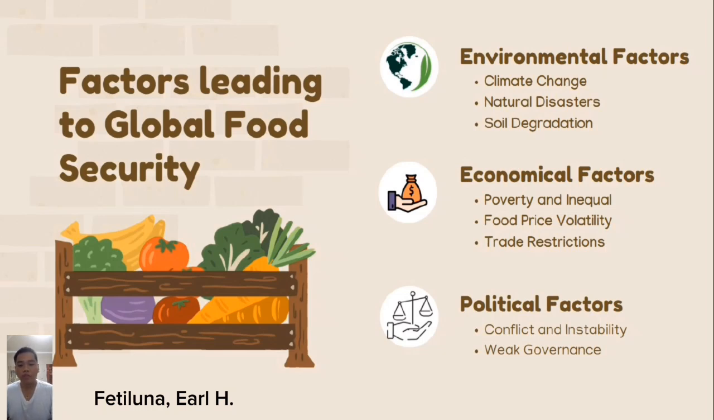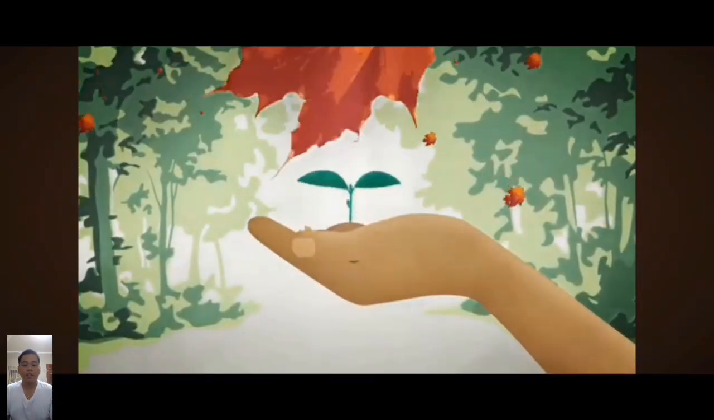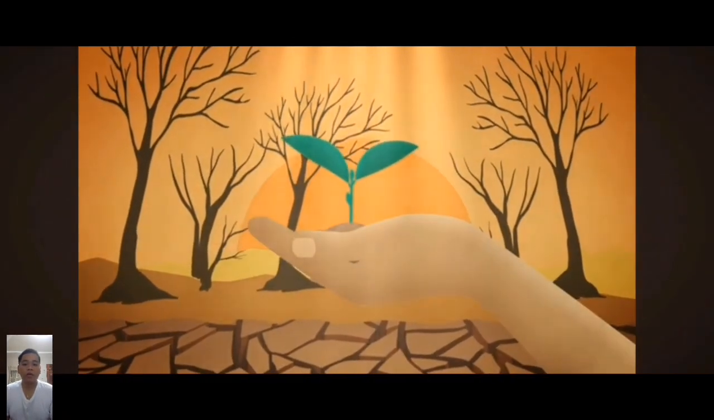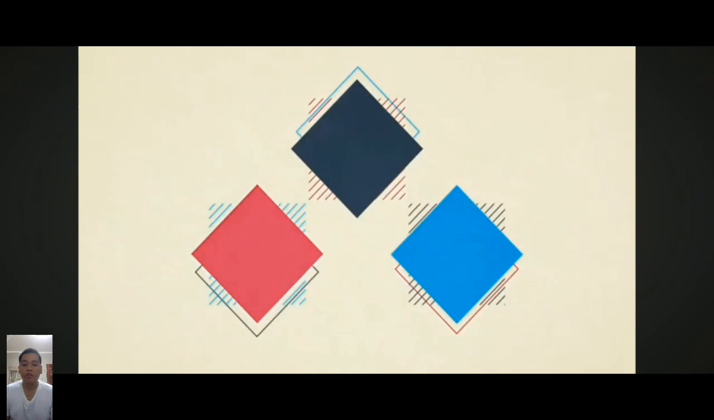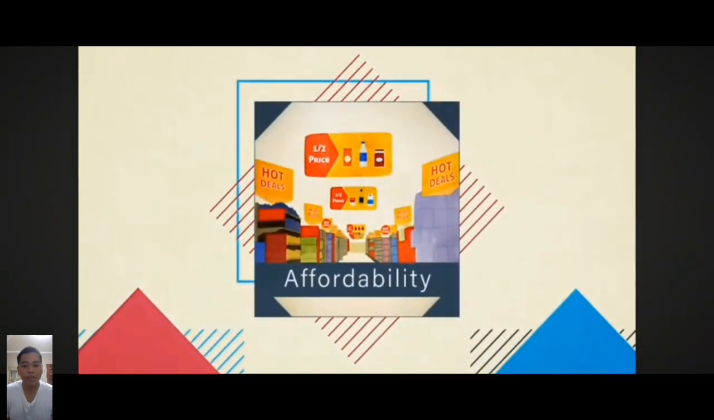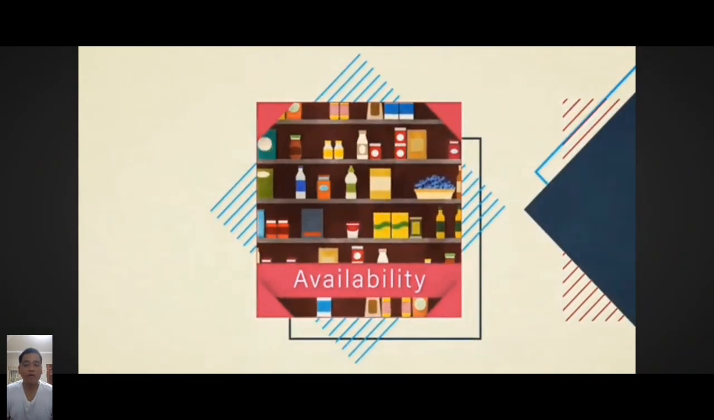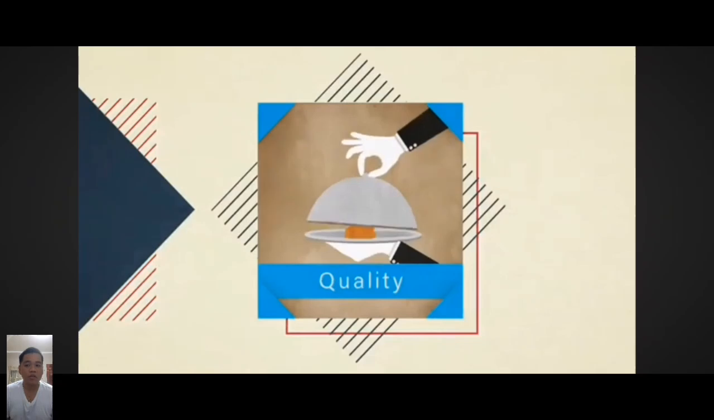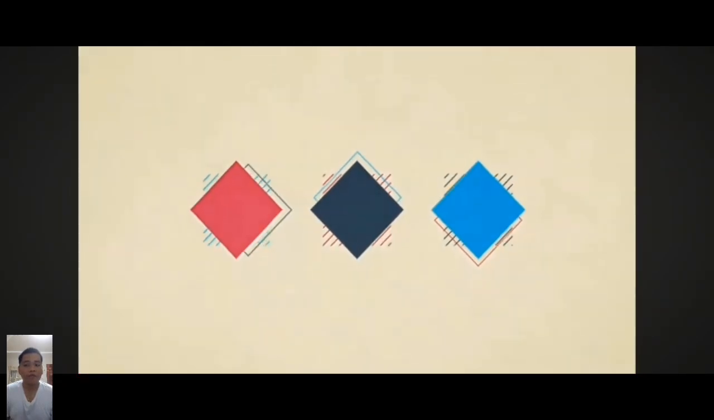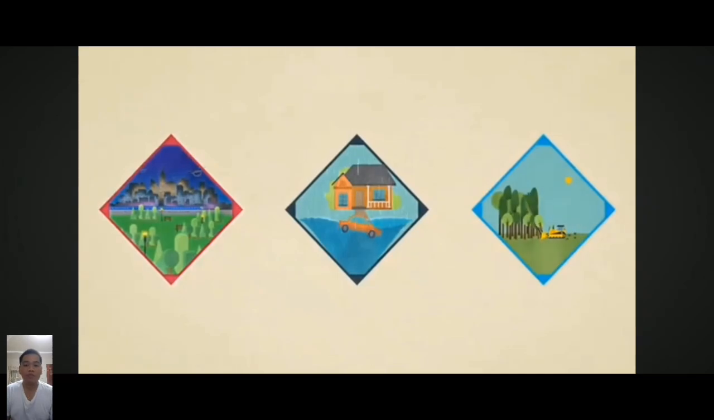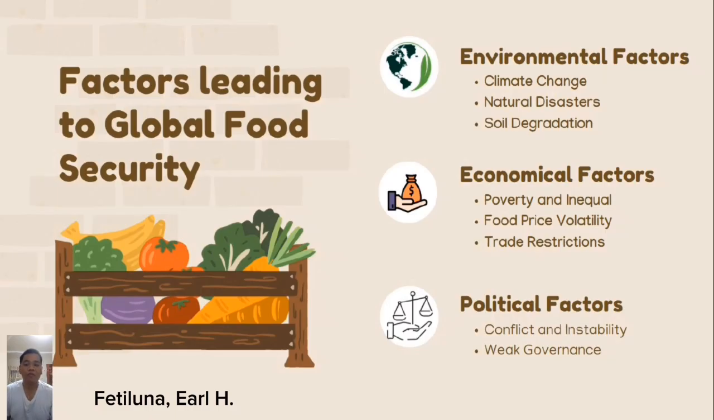The next factor would be the economic factors. They significantly impact global food security. Poverty limits access to adequate food as many people cannot afford nutritious meals. Food price volatility, caused by fluctuating market conditions, weather events, and political instability, makes it difficult for low-income households to maintain consistent access to food.